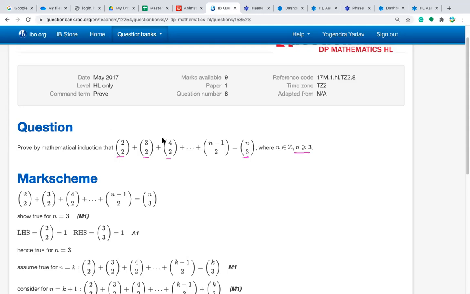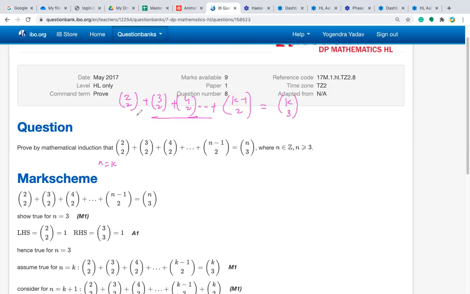Now when I verify this identity to be true for some of the terms, if I take n as 3, I get basically 2c2, which is 1, and I get 3c3, which is also 1. Now next, since this is true for n equals 3, it must be true for n equals k. So I can take, let's say, 2c2 plus 3c2 plus 4c2 dot dot dot k minus 1c2 equals kc3.